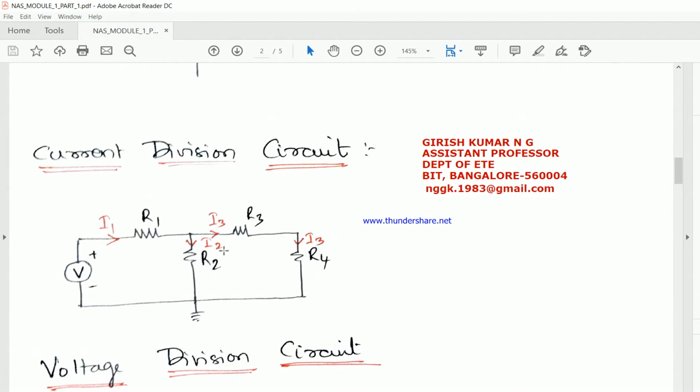Why? Because R2 is parallel with R3 and R4. Therefore, the total current I1 gets divided in the parallel circuit. Okay, in a series network, voltage gets divided, whereas in a parallel network, current gets divided. Keep this in mind. In a parallel network, current gets divided.